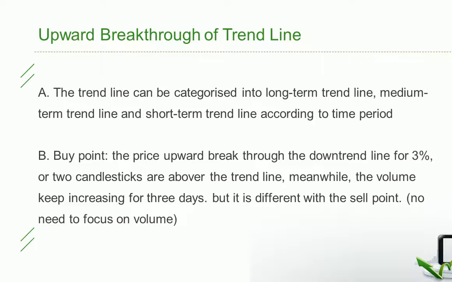And upward breakthrough of the trend line. You should know that trend lines can be categorized into long-term, medium-term, and short-term. So the buy point is when the price breaks upward through the downtrend line for 3 points or 2 candlesticks are above the trend line. Meanwhile, the volume keeps increasing for 3 days, but it is different for the sell point. No need to focus on volume.